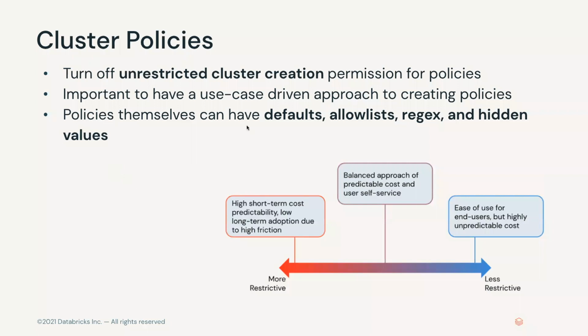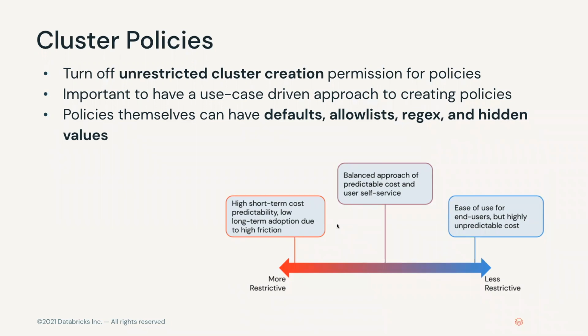One last thing here is that when we create these policies, we can make things less restrictive or more restrictive based on the types of policies we create. For example, we can force users to use only a specific VM type or only a specific Spark version. But we can also give them a range through things such as allow lists or regex. And we can also hide some of these settings when they are creating these clusters, so that if we don't want them to even know that function exists in creating a cluster, we can hide it altogether.